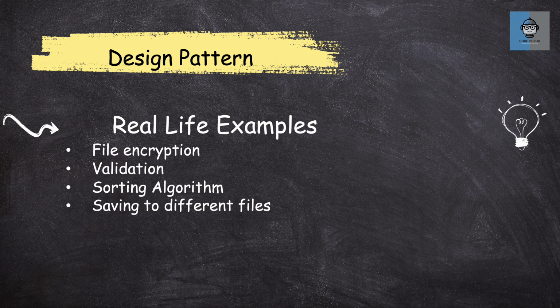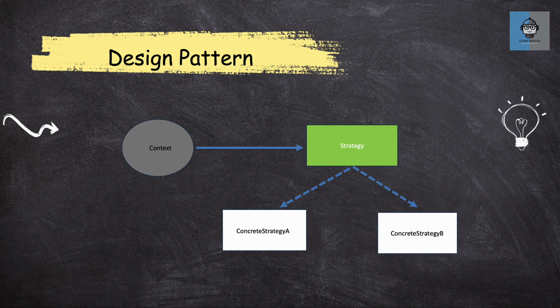Same goes for validation. We might want to validate in different ways. And also in sorting algorithms, we have so many sorting algorithms, QuickSort, BubbleSort, and based on certain requirements, we might want to choose one. Again, saving of different files. We have a particular file and we might want to save it as a PDF or sometimes as a text file, right? So all these kinds of examples would help to understand a strategy pattern.